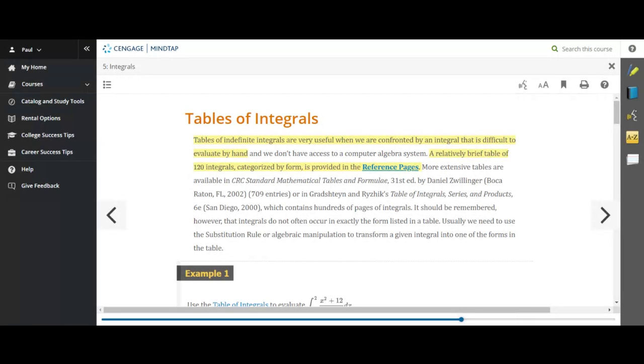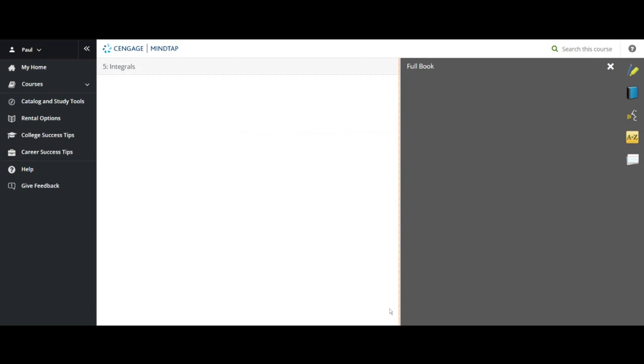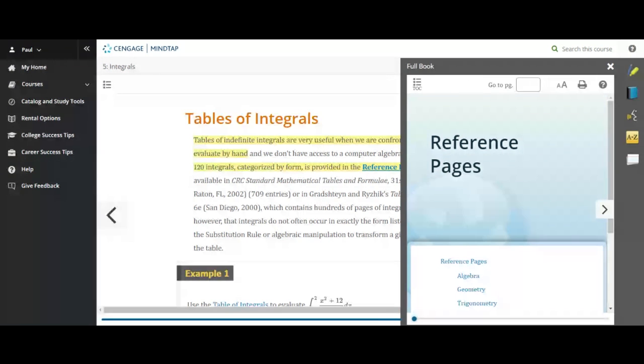Okay, a relatively brief table of 120 integrals categorized by form is provided in the reference pages, and there's a link right there. So this is in your ebook, section 5.8, the very first page of that section. They give a link to these reference pages. So if you click on the link, it'll bring up this table of integrals.